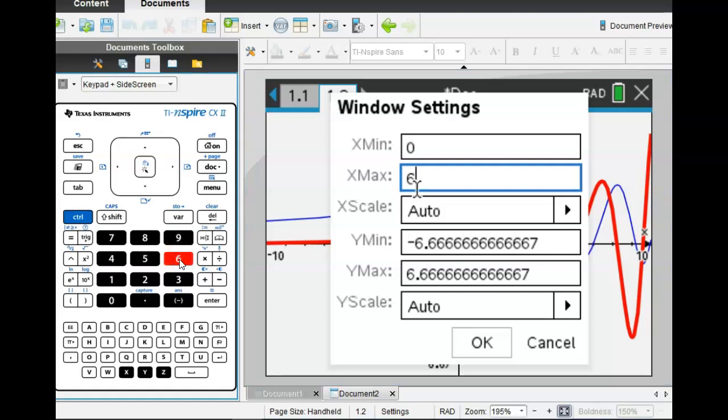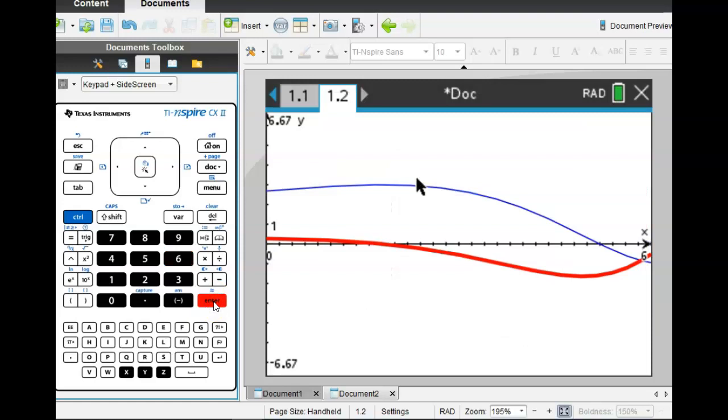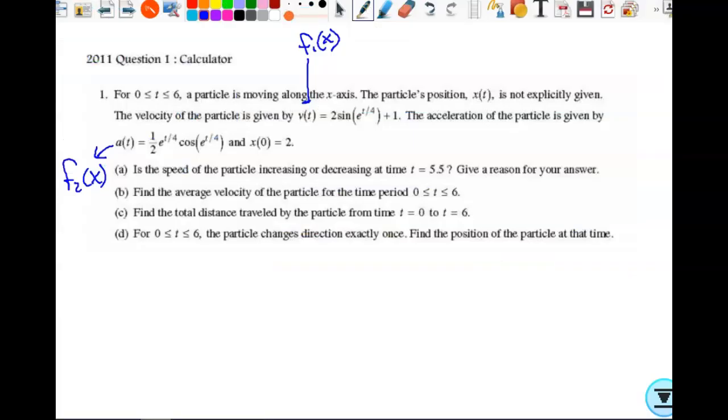Where did I get those numbers from? The question. Then I can hit enter for OK, and now I'm from 0 to 6. We all good? Okay. Everybody have this? Okay. Now, let's go back and see what we were doing here.